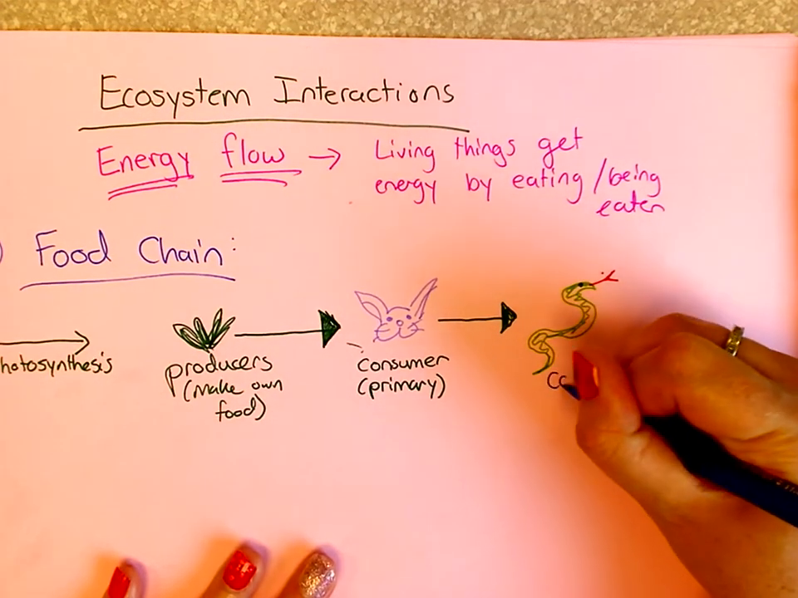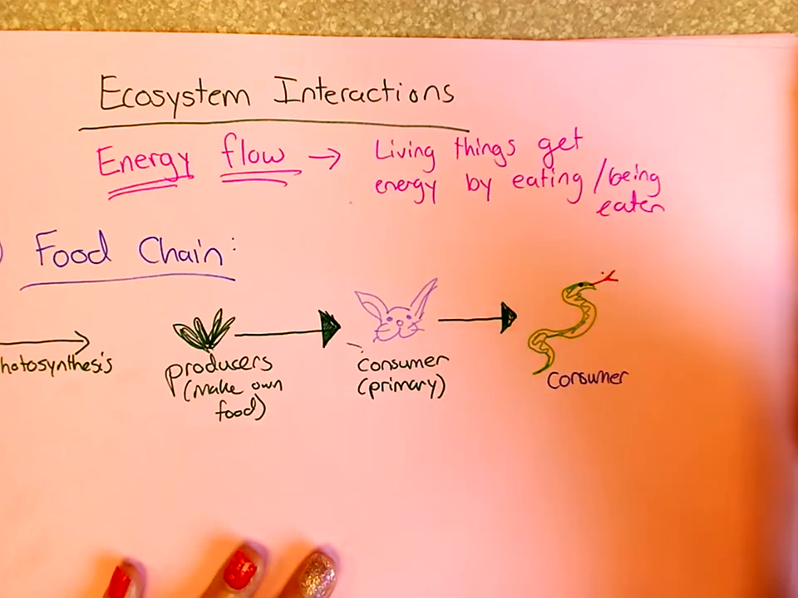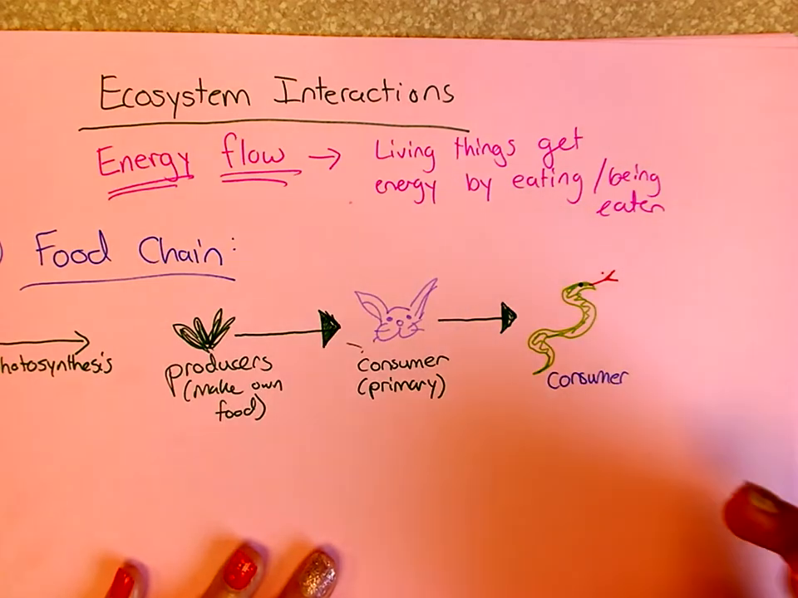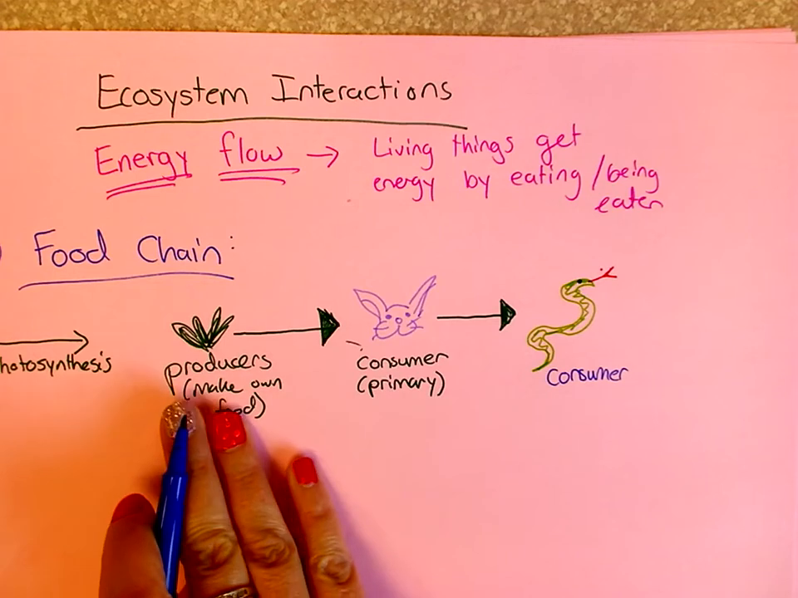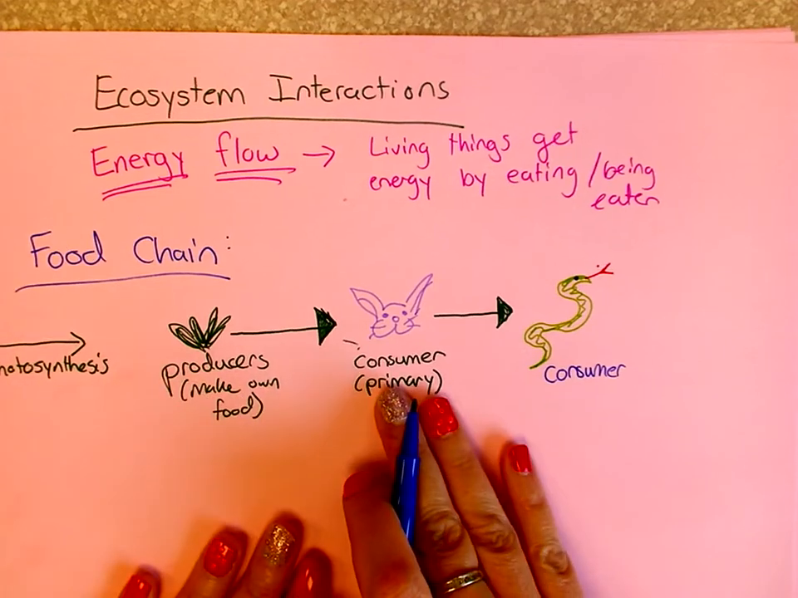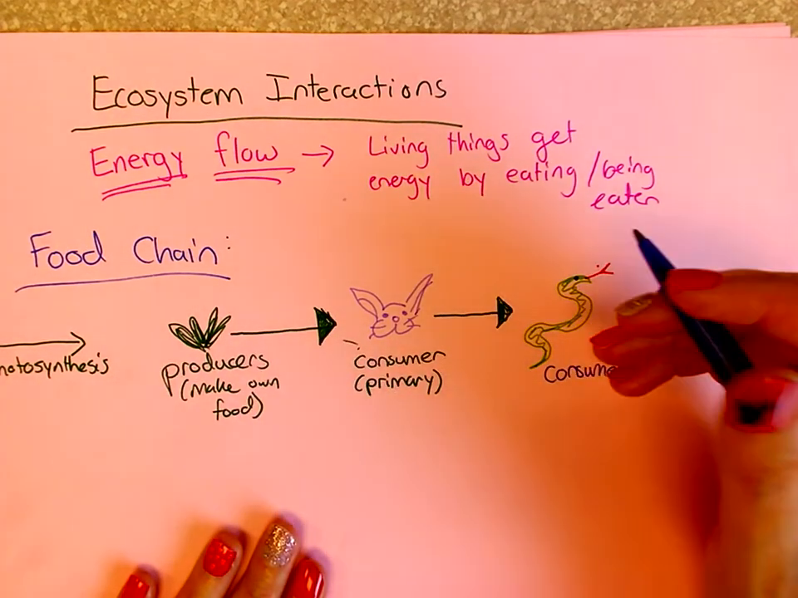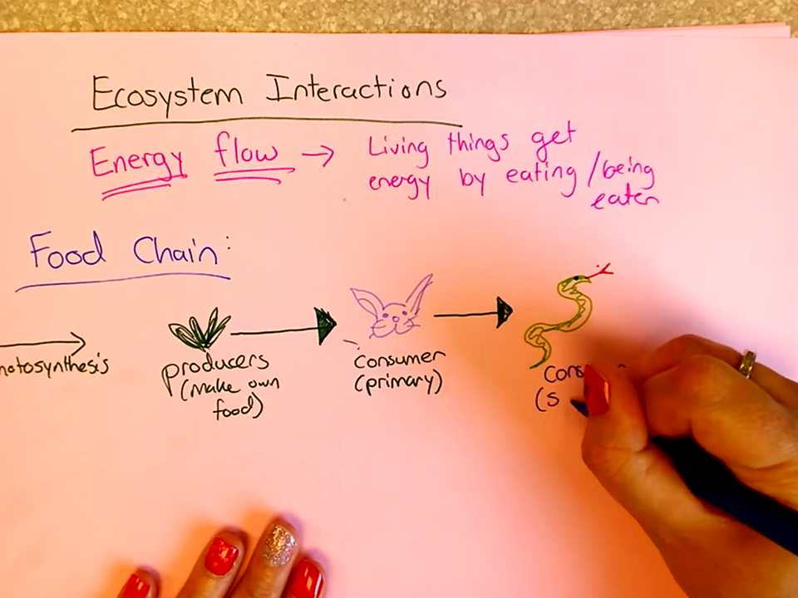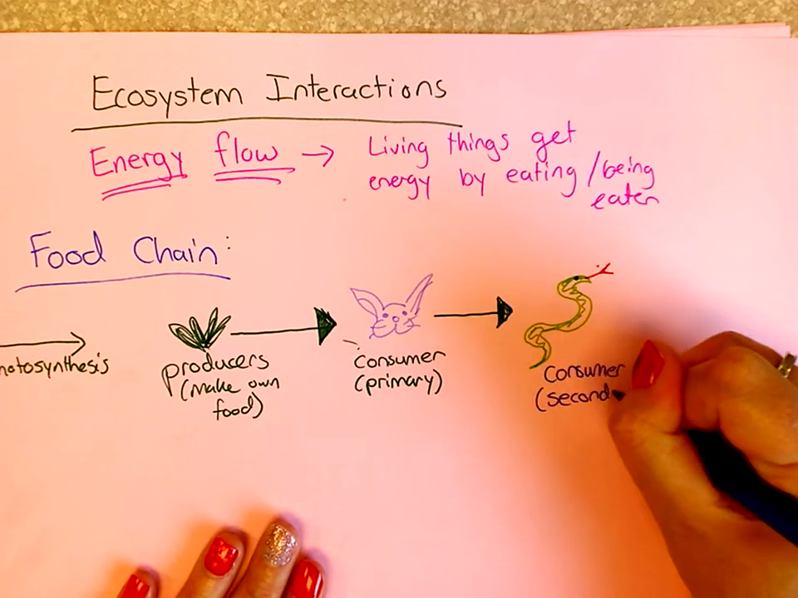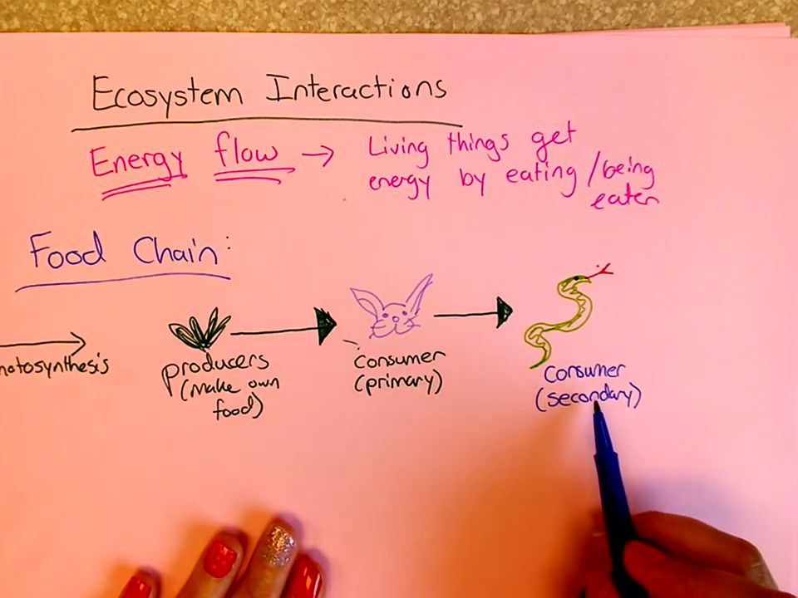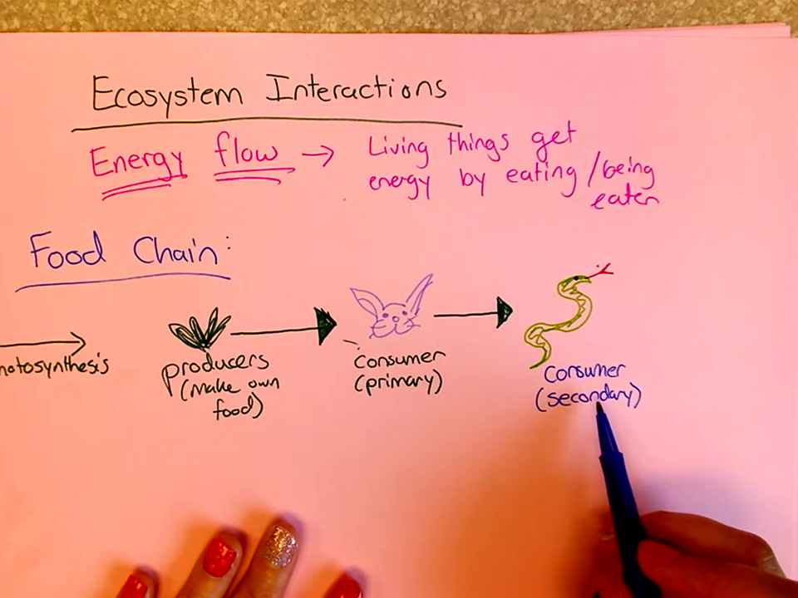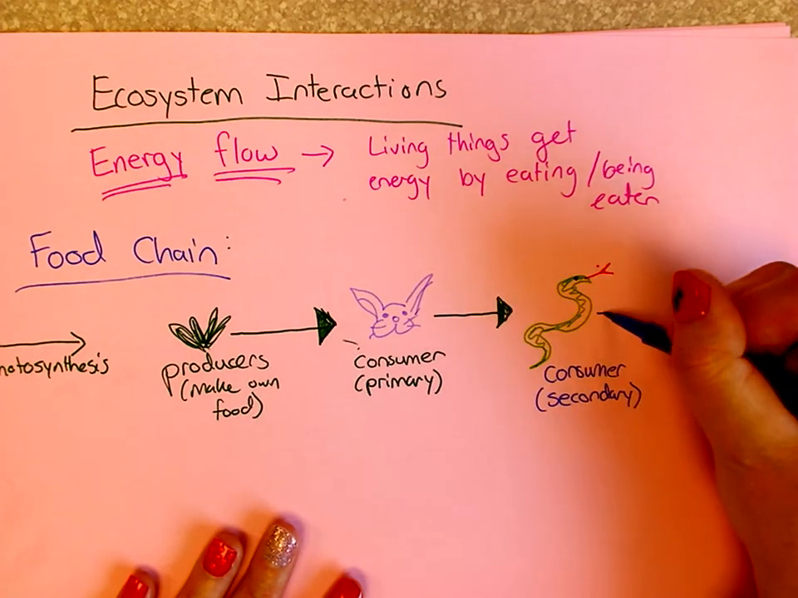Also, he's a consumer. And notice the word consumer, it has to consume something else to get energy. It can't produce its own food. It cannot do photosynthesis. That's why it's called a consumer. So this consumer is going to be called a secondary consumer, because he is the second one in line for that energy. Okay? Now, next one.